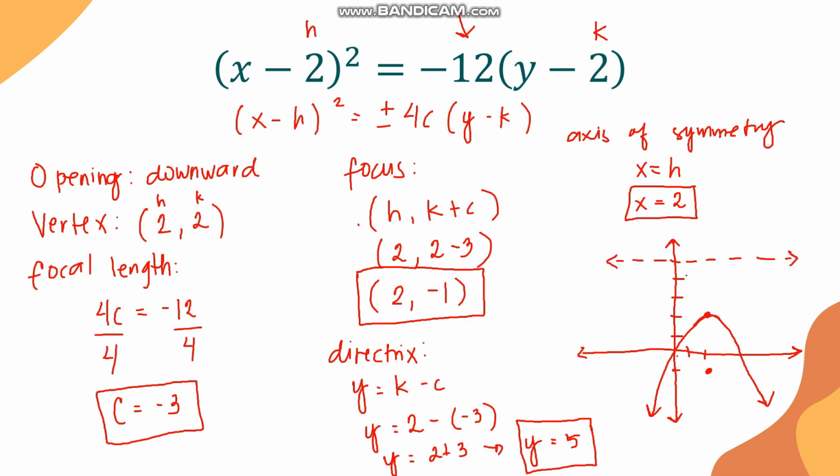So for the axis of symmetry, we just have to identify where x equals 2 is. So we have 1, 2, this one, and then you draw a vertical line. So let's say it's something like this, and it should pass through the focus and the vertex. There. So that's the graph of our parabola with its parts.